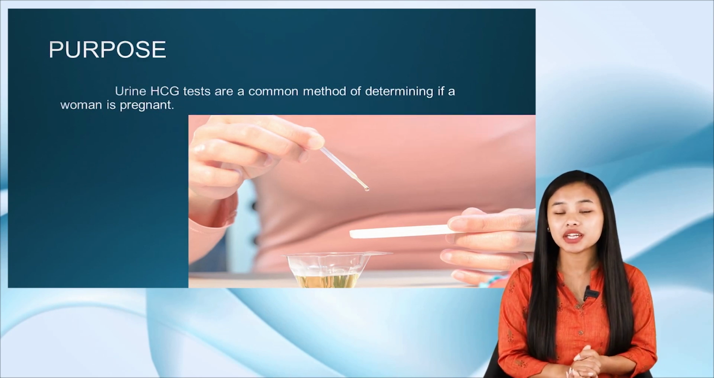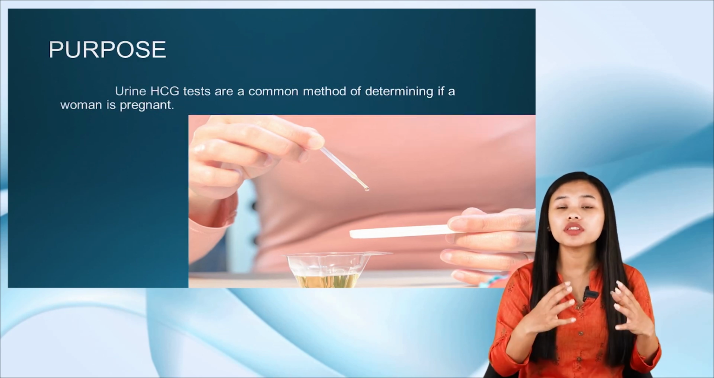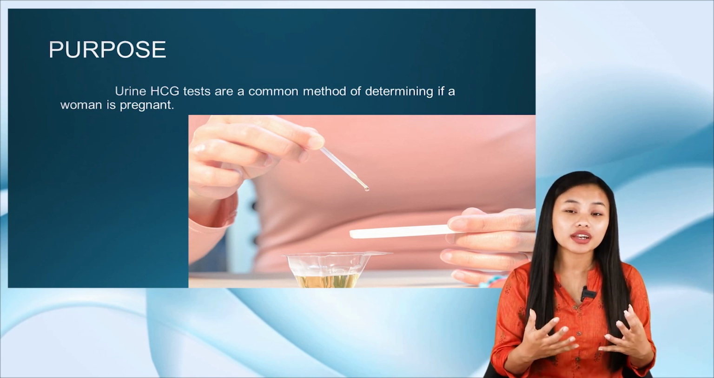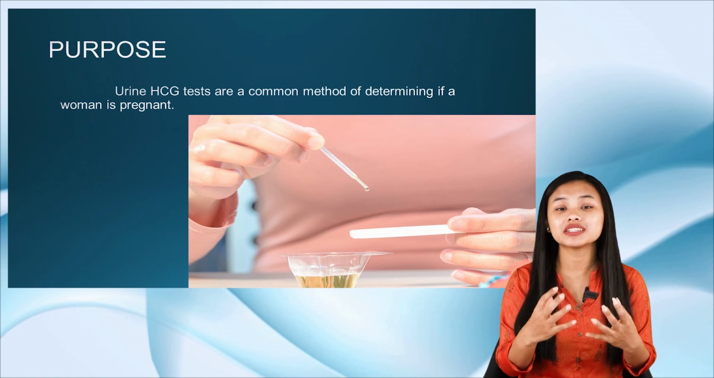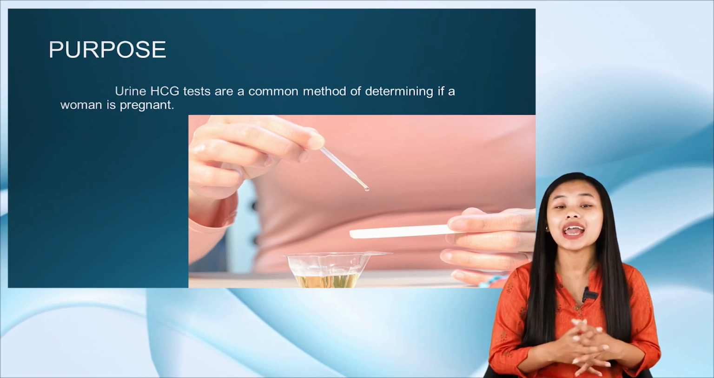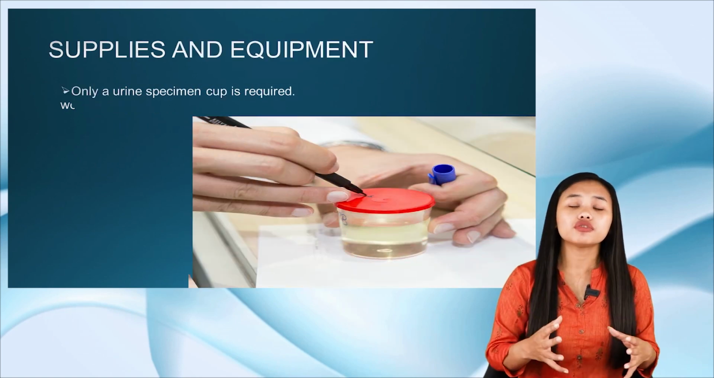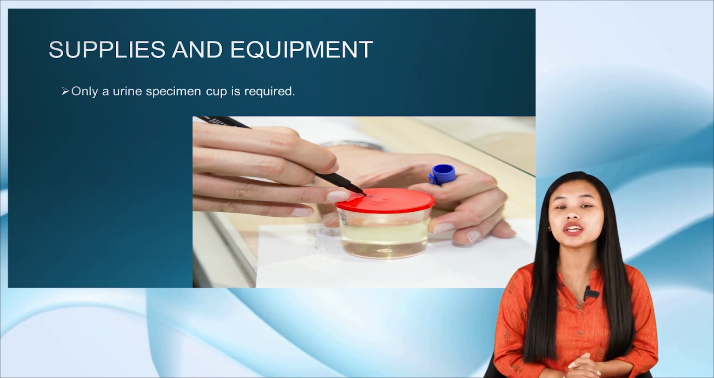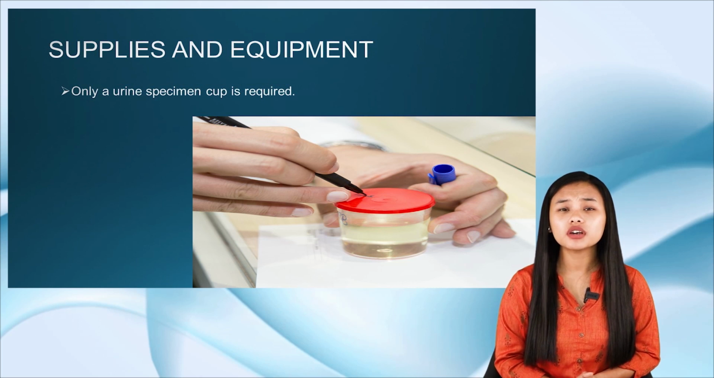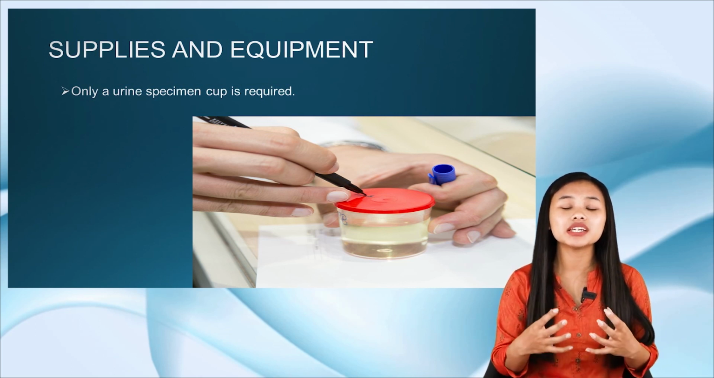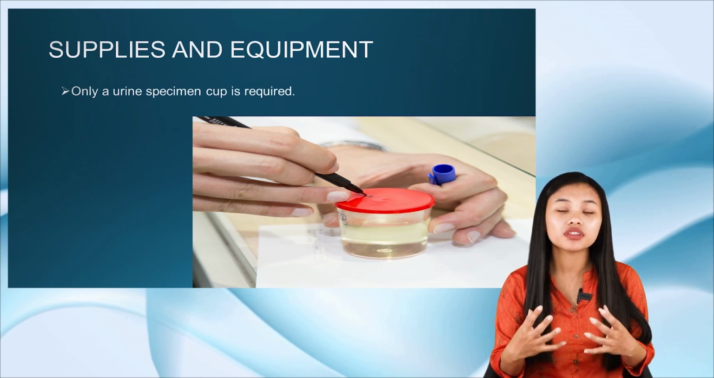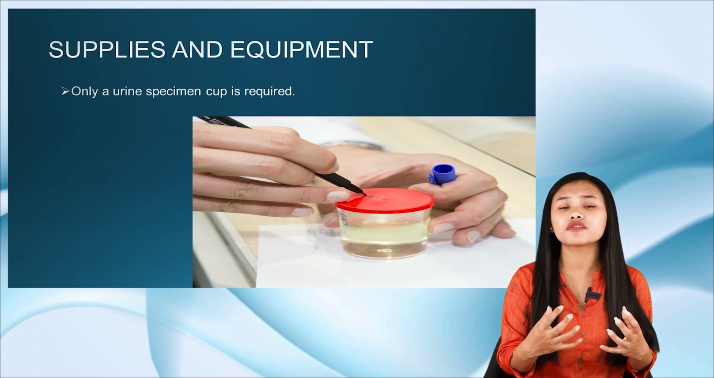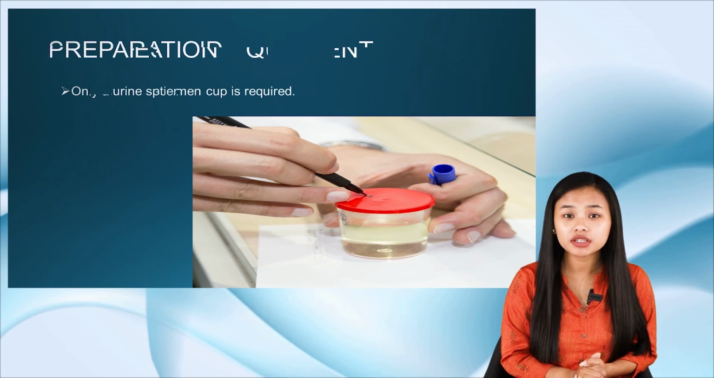So this test is mainly done in order to determine whether a woman is pregnant or not, and the best time for performance of this test is after she has missed her period. So for the collection of this specimen, we only require the urine specimen cup. So here, as I've said, this is mainly done in order to determine whether the woman is pregnant or not, and this is best done after the woman has missed her period.